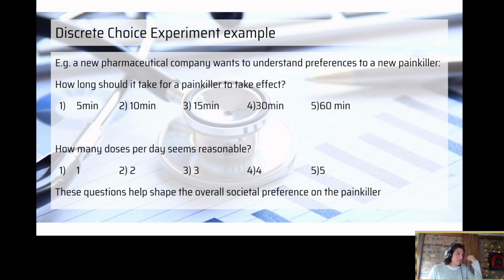They try to determine things like, if the painkiller took 30 minutes to take effect, which they would then go ask people, how long should it take for the painkiller to take effect? It could be 5, 10, 15, 30, 60 minutes. What do they think is a reasonable amount of time? And this would help understand people's preferences towards something like a new painkiller.